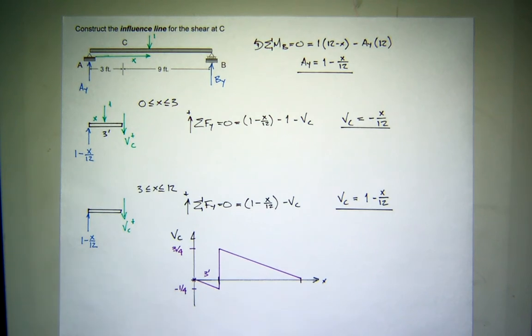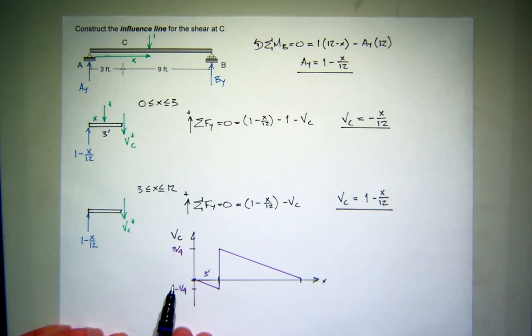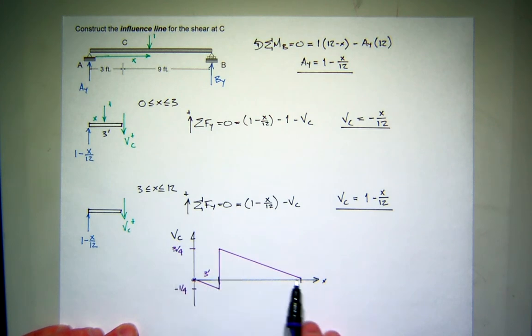So the value right there at 3 on the negative side of that graph, what was that again? This value is negative 1/4. So what happens is the shear at C, as you approach C from the left-hand side, the shear increases linearly, maxes out at negative 1/4. As you pass C and go to the right-hand side, it shoots up to positive 3/4. And then as you move to the right, the shear at C decreases to 0.